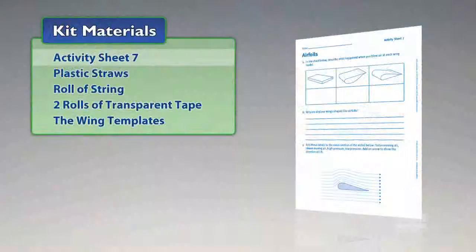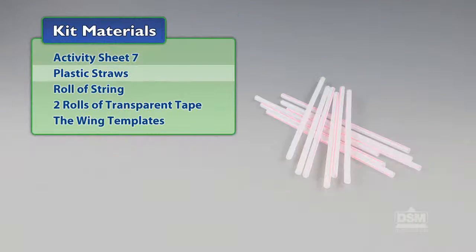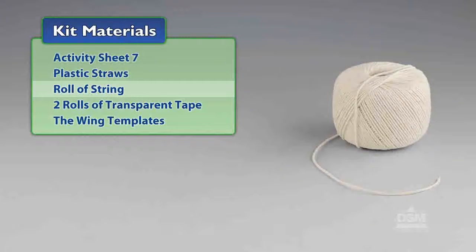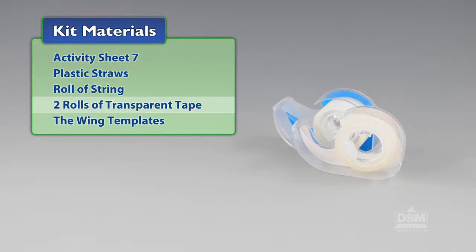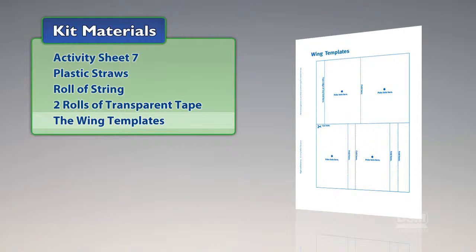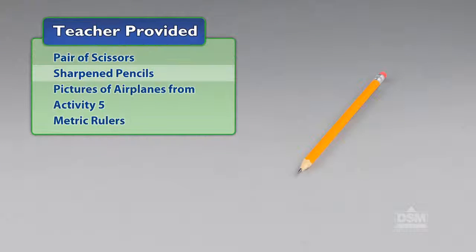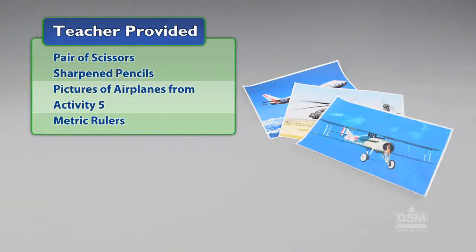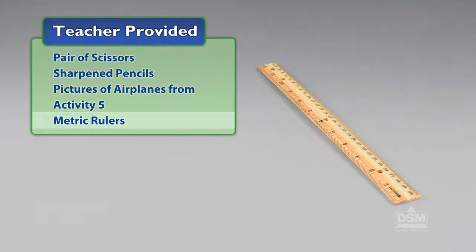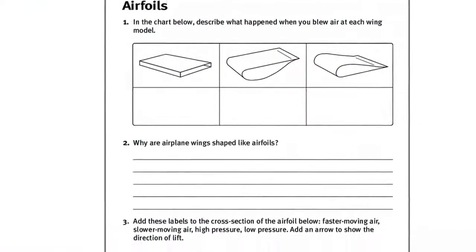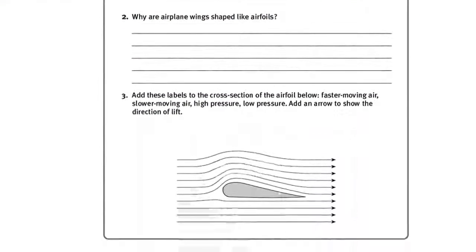You will need the following materials from the kit: Activity Sheet 7, plastic straws, a roll of string, 2 rolls of transparent tape, and the wing templates. You will also need to provide a pair of scissors, a sharpened pencil, pictures of airplanes from Activity 5, and a metric ruler. To prepare for the activity, make a copy of Activity Sheet 7 for each student. Make a copy of the wing templates for each team of 2 and an extra copy for yourself.